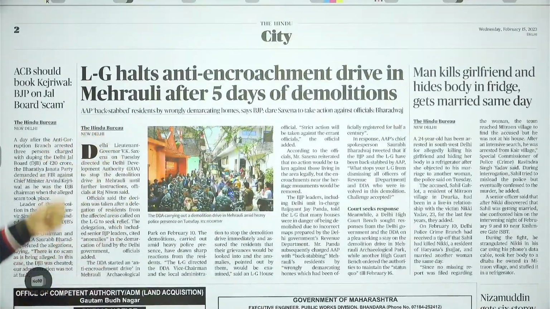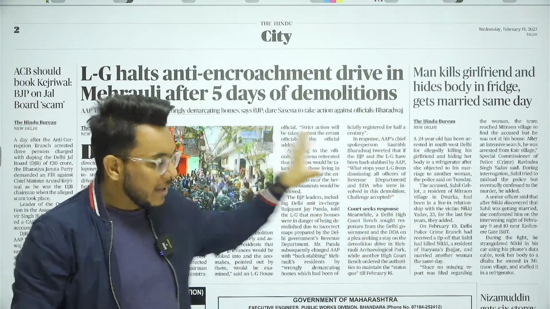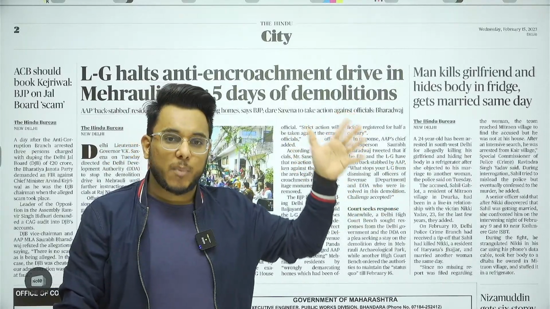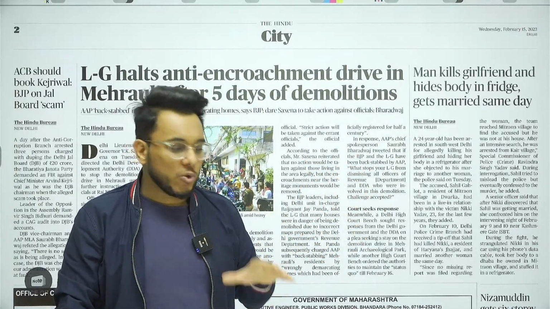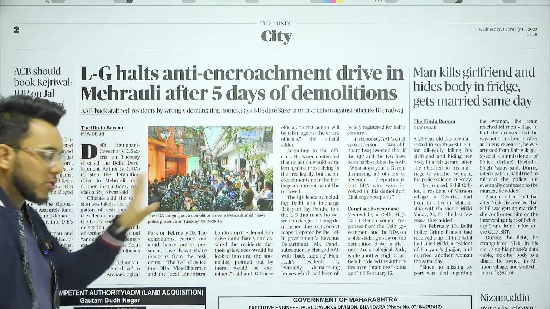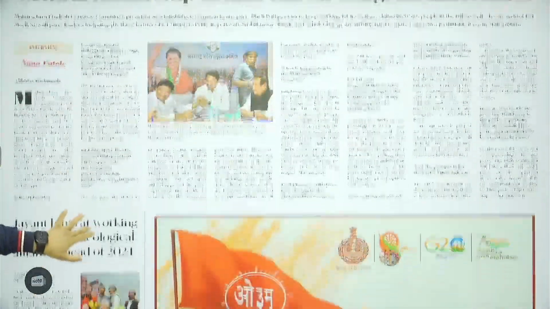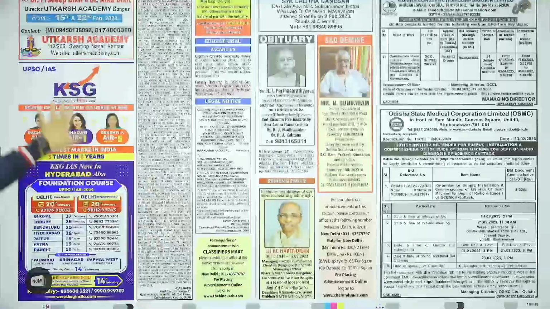Then coming to the city section. LG halts anti-encroachment drive, man kills girlfriend. So basically, the regional section majorly contains regional political news, law and order, and crime related news, which is not that important for the examination. Moreover, you might have a different edition of the Hindu newspaper, maybe the Chennai edition or Bengaluru edition, so this section will be different, but majorly it contains tenders, advertisements and such things only. So we don't have many relevant articles in this direction. Okay, so continuing, these ads are there.